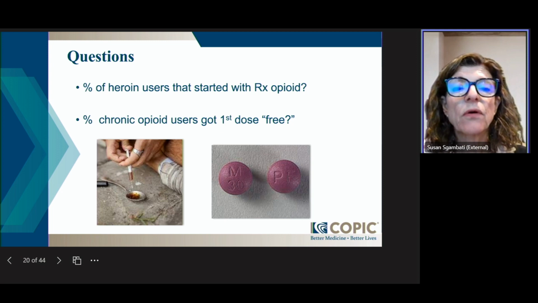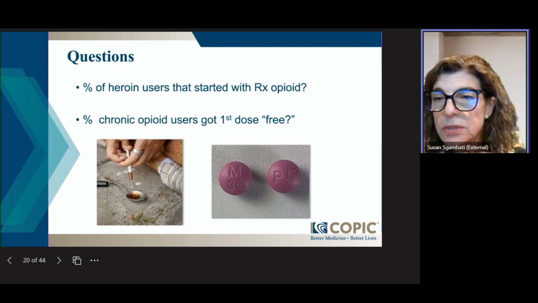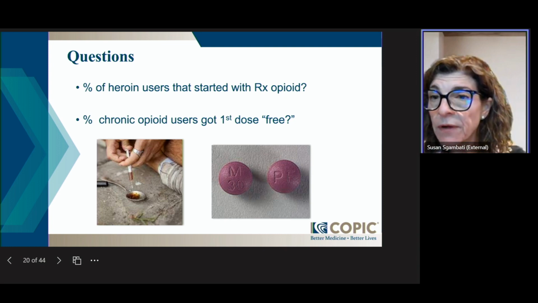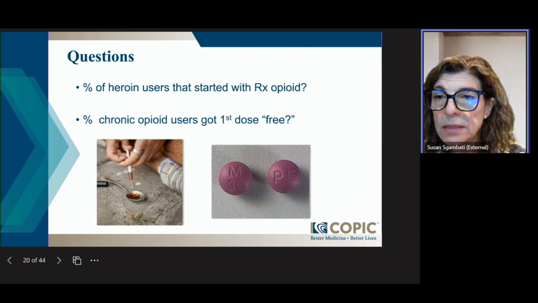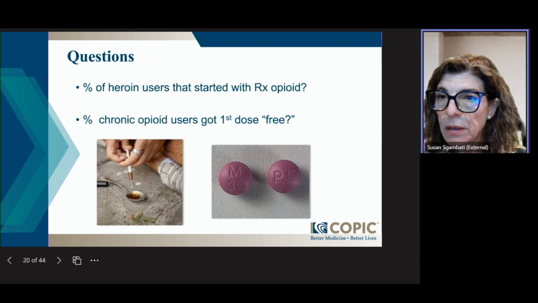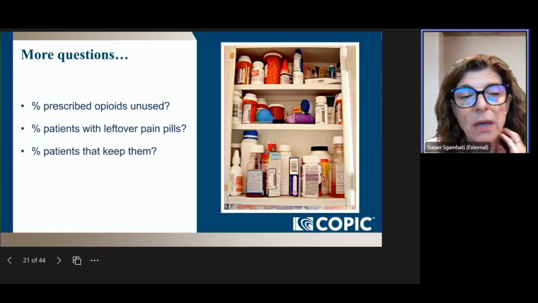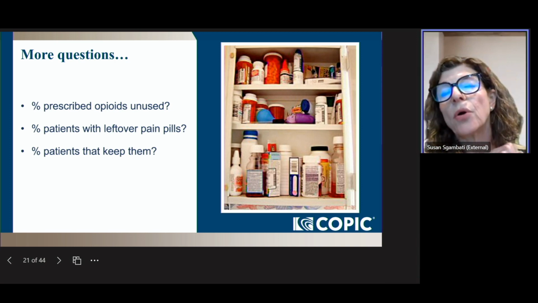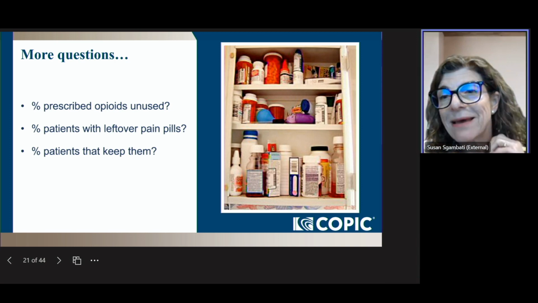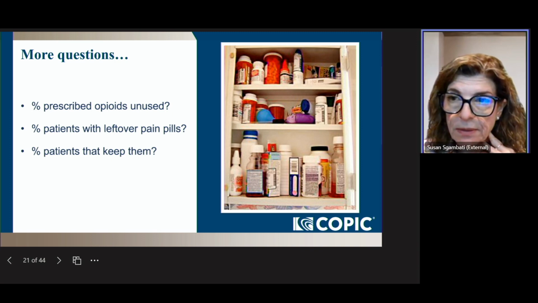And then what percent of chronic opioid users got their first dose for free? And when I put the air quotes on free, I mean a friend or relative said, here, we got some of these, this will help you out. That's 65%. Now, where do they go to get this for free? Well, it's in the medicine cabinet. The percent of prescribed opioids that go unused is 75%. So we might be over-prescribing them.